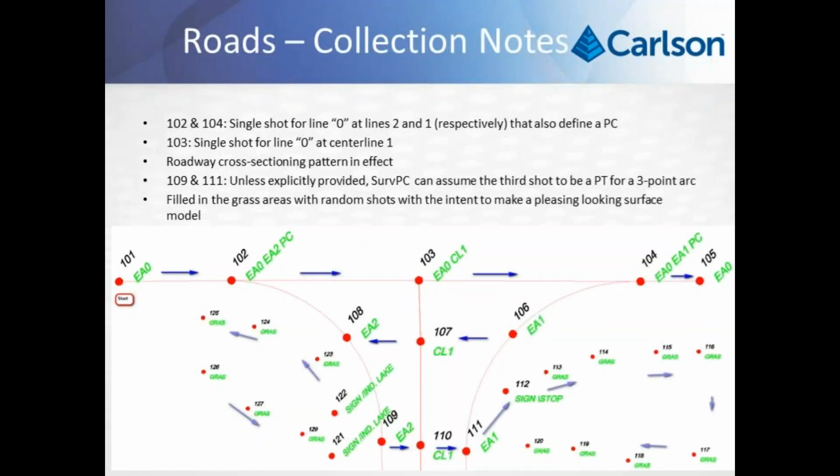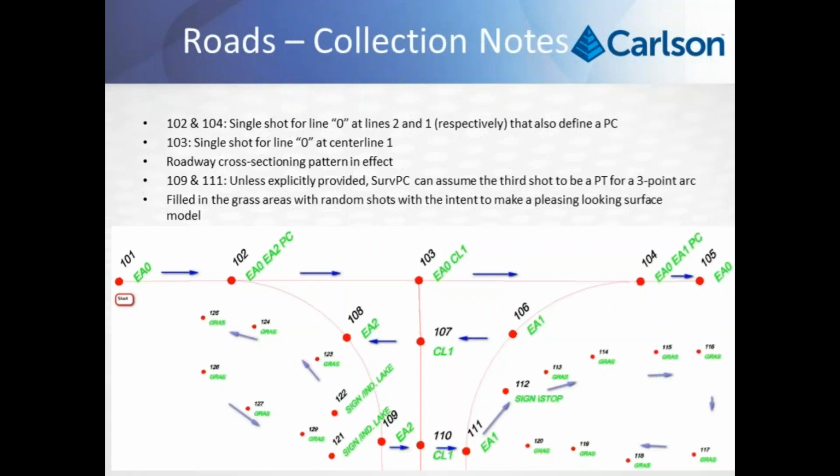So again, sort of my notes in here, the takeaways are that shots number 102 and 104 were dual coded. That defined the PC. Shot number 103 was also dual coded, so that helps control the placement of dual polylines for brake line considerations. And that we're going to do, the roadway cross-section pattern was in effect.